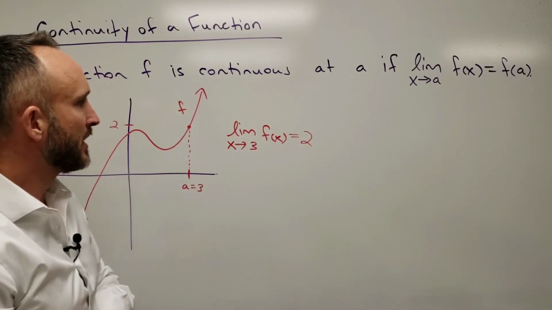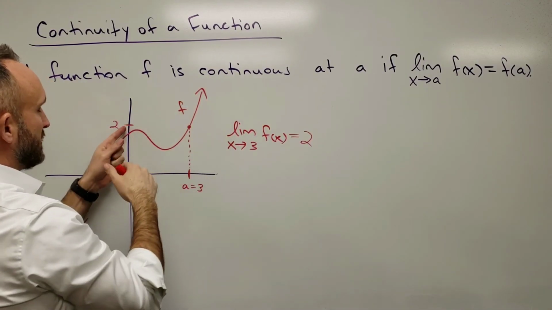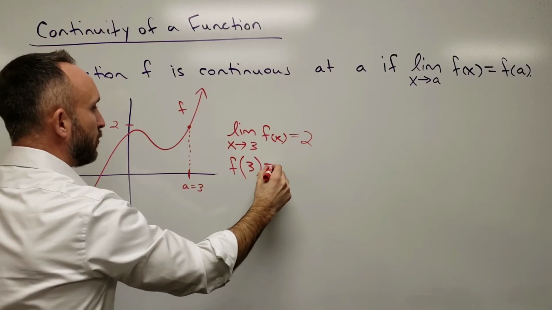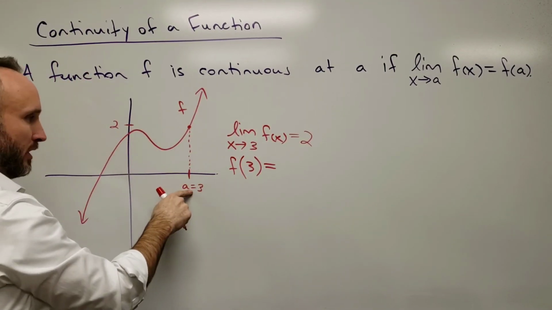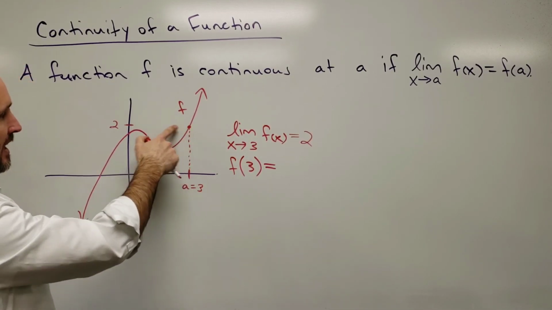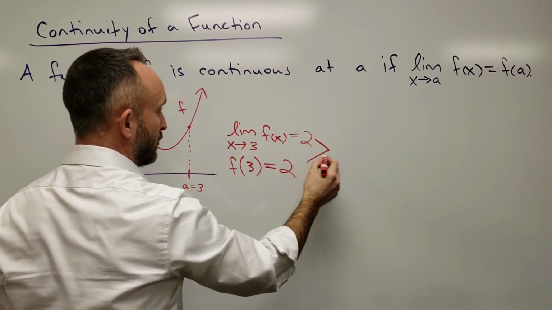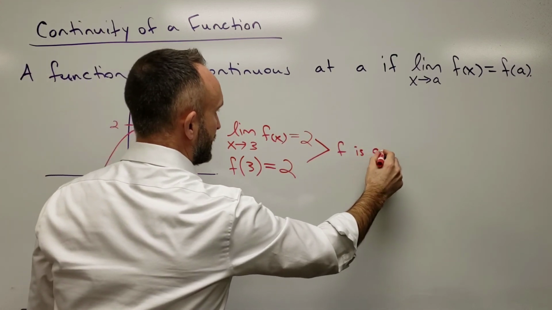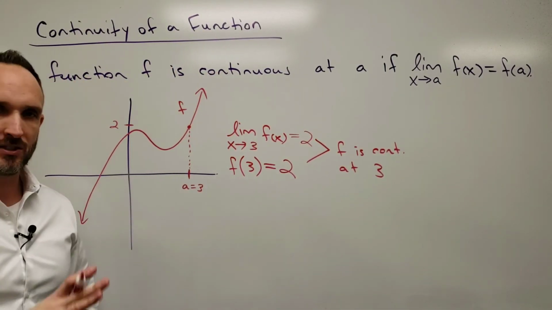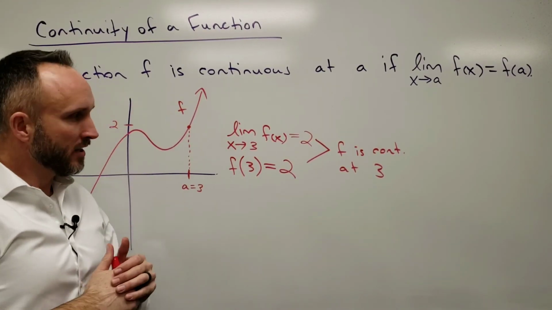It does. It's 2. Then we have to look at, okay, so as we approach 3, our y values get close to 2. But the other part is, does the function actually output 2 for the input of 3? So if we look at this, what is f of 3? So we go to 3 on the x-axis, and its output is actually 2. And so because these are equal, we can say that f is continuous at 3. Okay? So it's that simple. And basically on a graph, when you don't have gaps or breaks in your graph, the function will be continuous.